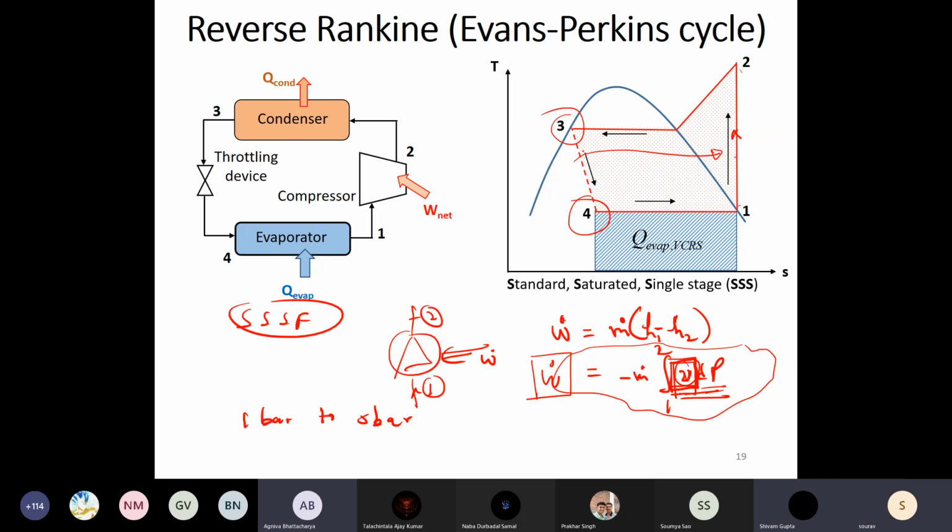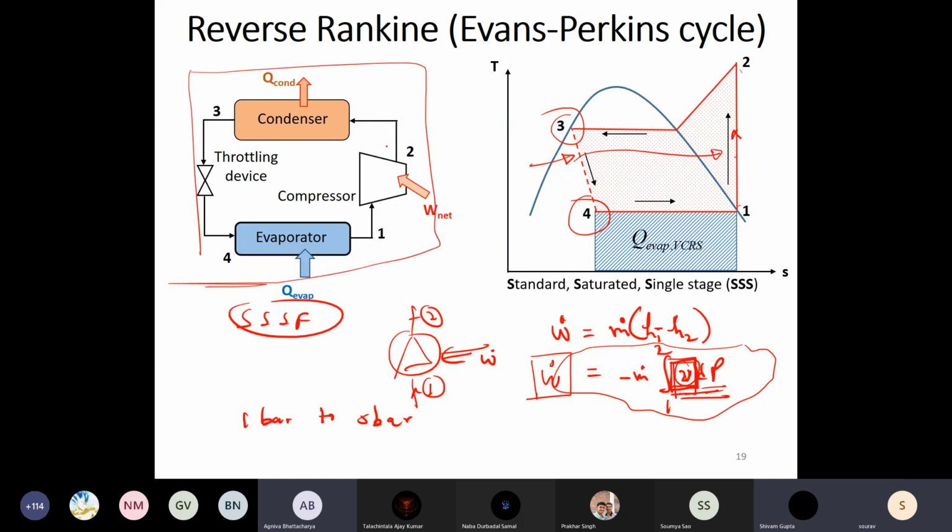And this process is the throttling process where the pressure is dropped from P3 to P4 by means of a valve or a capillary tube, which we will see in due course of time. So it is just reducing the pressure. Only issue now is, now I cannot reverse this cycle. I cannot go back to a power cycle with this configuration.